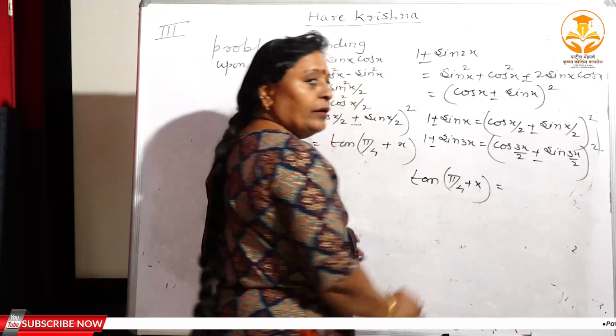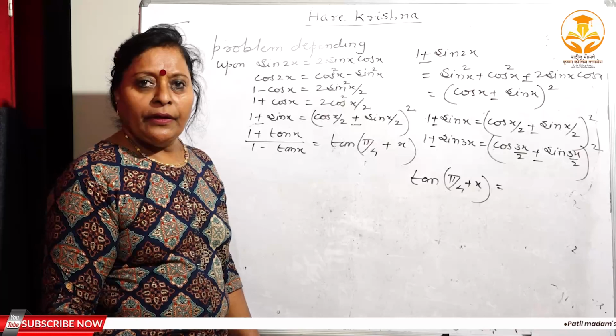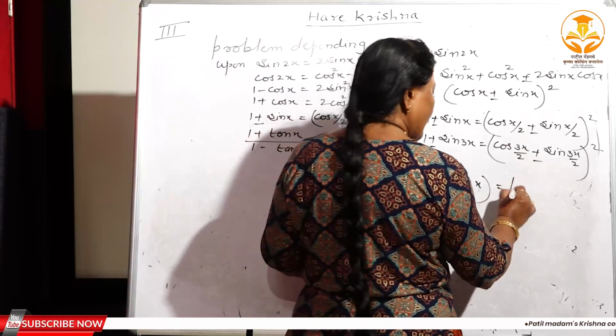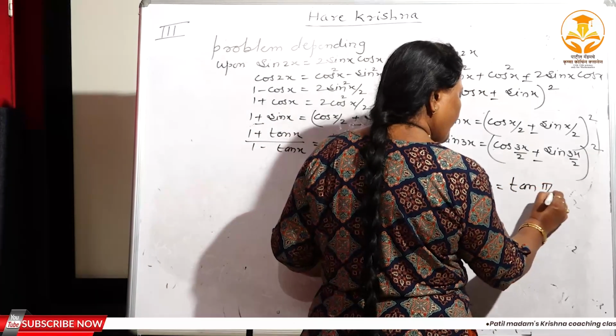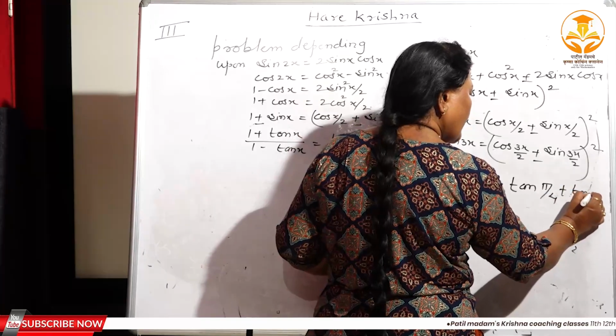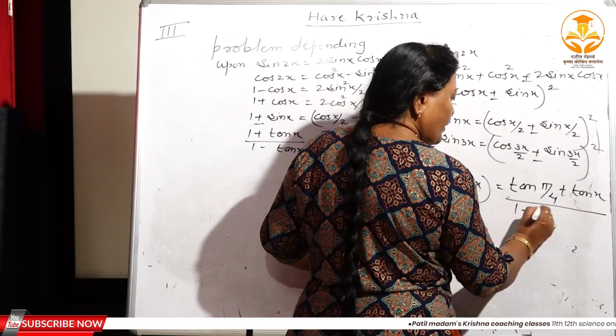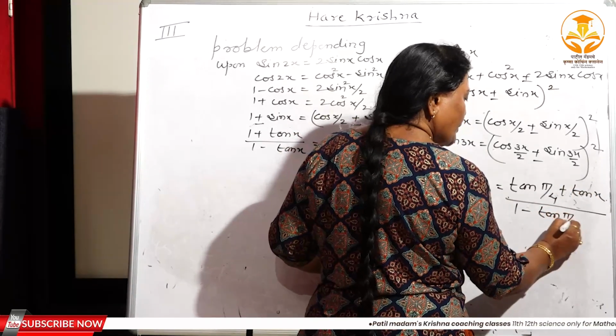Now, the last one: tan of pi by 4 plus x. What is the formula of tan a plus b? Tan a plus b is nothing but tan a plus tan b divided by 1 minus tan a into tan b.